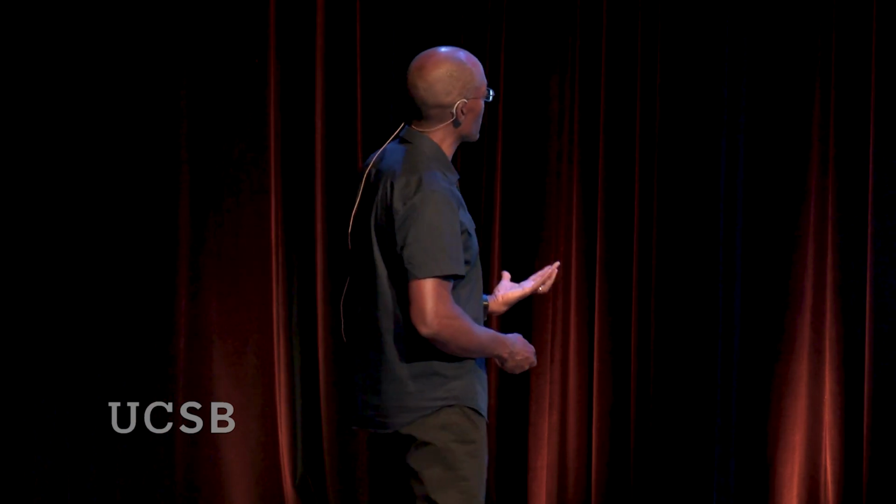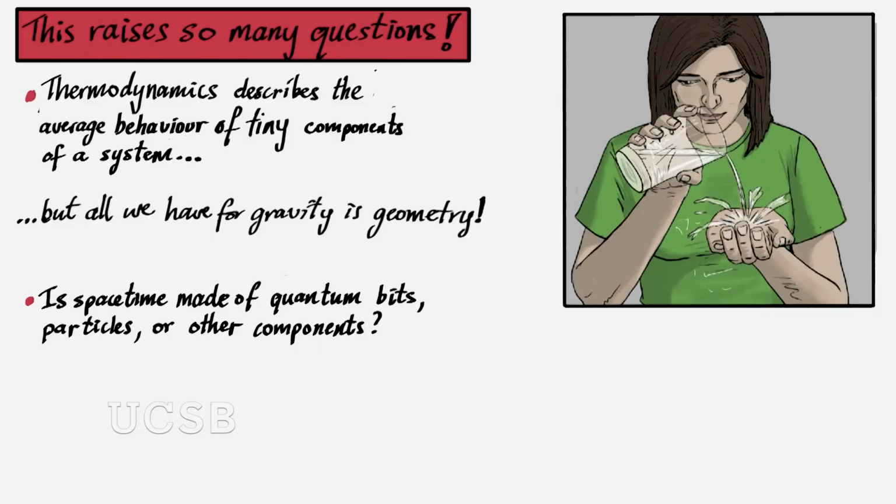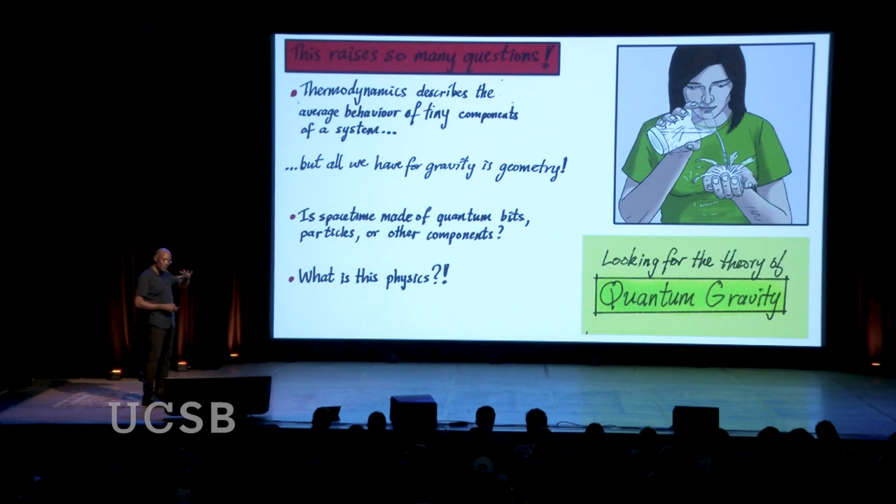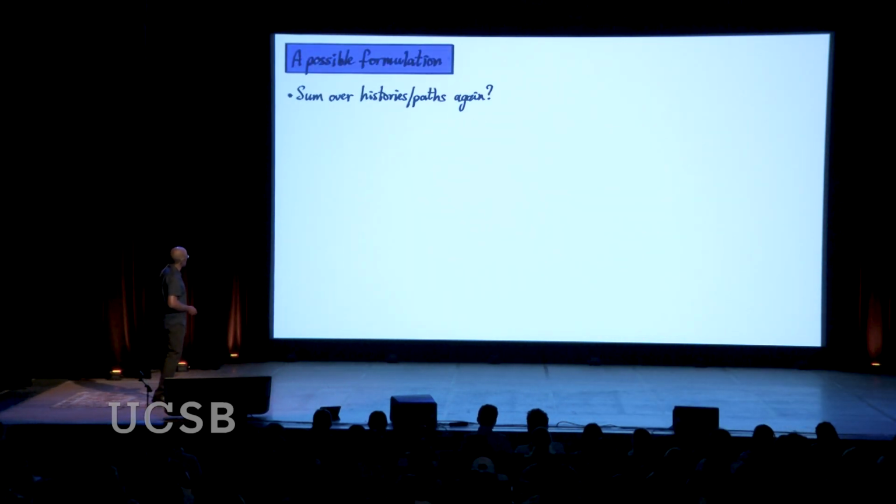And that's one of the things that people work on. Is space-time made of some kind of quantum bits that we need to figure out? And what does that look like? What's the physics? So that's the search for quantum gravity that we're driven to by the two successes of gravitational physics and quantum physics.